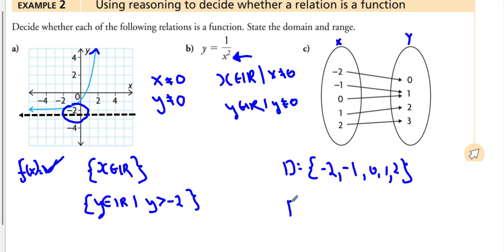5 points. And your range, in this case, is also going to be made up of values 0, 1, 2, 3. And there we have it. Domain and range.